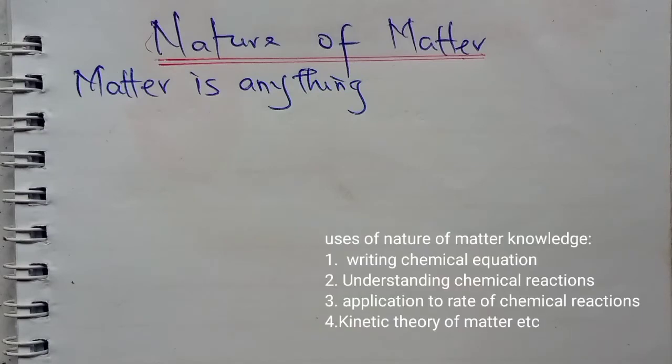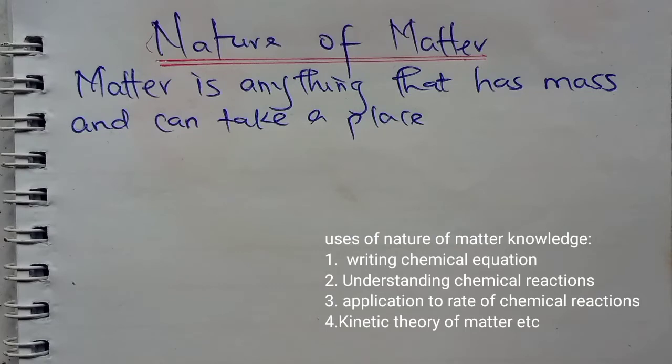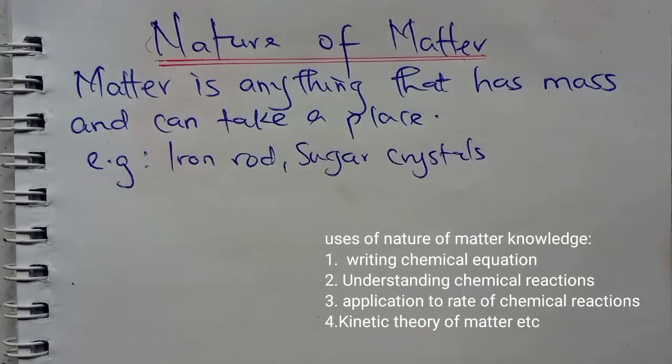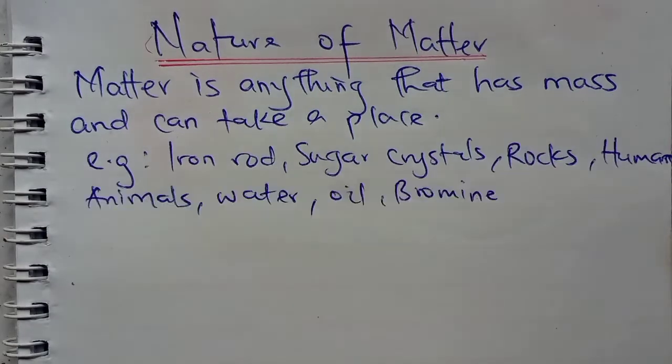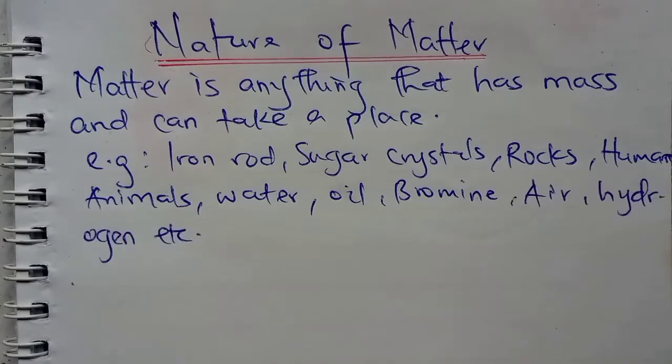Matter is anything that has mass and can take up space. These include iron rod, sugar crystals, rocks, humans or animals, water, oil, bromine, air, hydrogen, etc. Things like wave, energy, rays, and spoken word are said to be non-matter because either they don't have mass or they can't take up space.